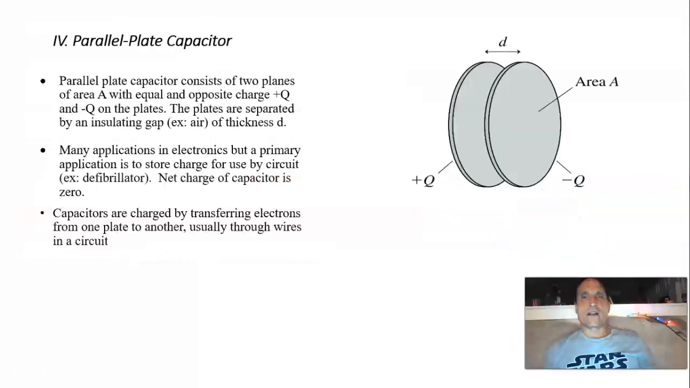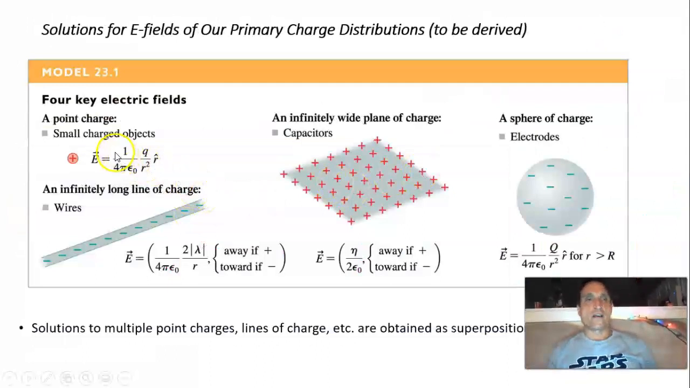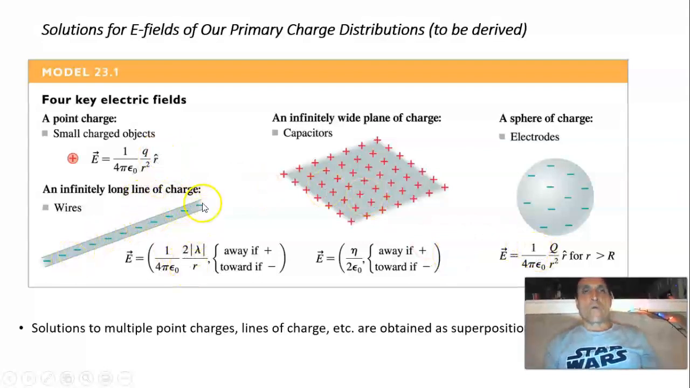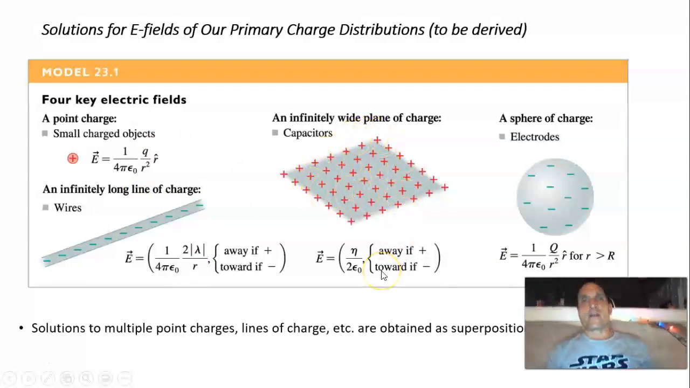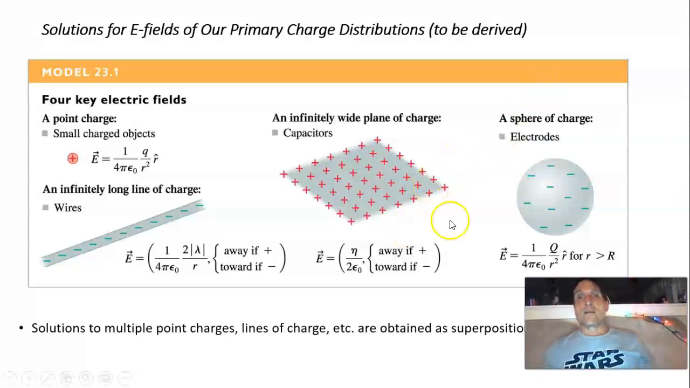Take it for what it is right now. So now we have our 4 fundamental solutions, okay? Point charge, electric field, sphere of charge, and you see the solution's exactly the same. Infinitely long line of charge like a wire, and infinitely wide plane of charge. So these are our 4 building blocks, our 4 electric field solutions, and we can use these along with superposition to get the solution due to a combination of these.